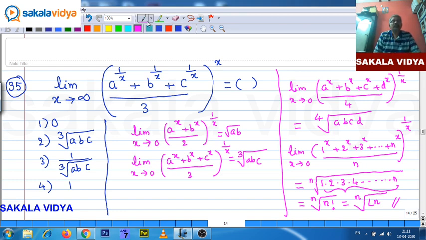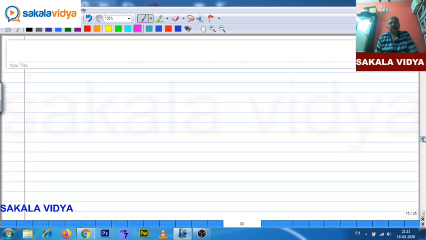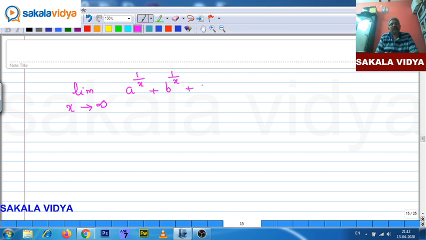So better you note down these 1, 2, 3, 4 problems. In between I have discussed the 4 problems now. So let us come to our problem now. What is the problem now? Here limit x approaches to infinity of ((a to the power of 1 by x plus b to the power of 1 by x plus c to the power of 1 by x) upon 3) all to the power of x.